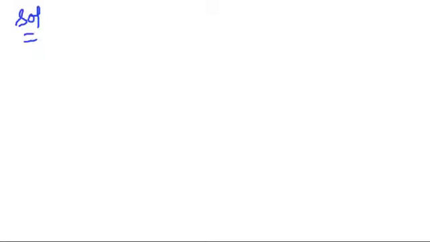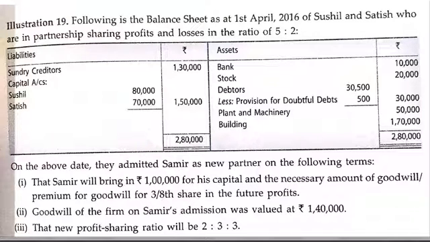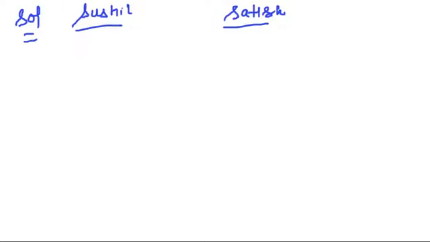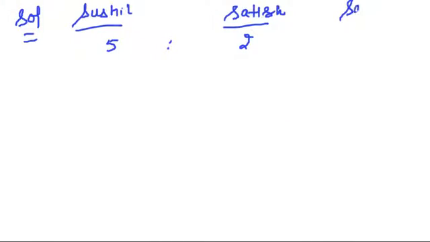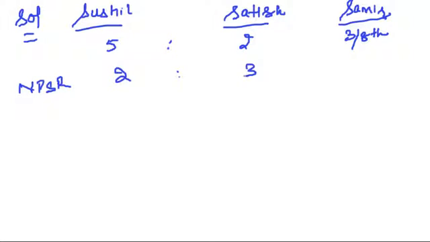There are two partners. Who are the two partners? Sushil and Satish. What is the profit sharing ratio between them? 5:2. Right? Who is the new partner? New partner is Sameer. He is the new partner for 3/8 share. What is the new profit sharing ratio given? That is 2:3:3.